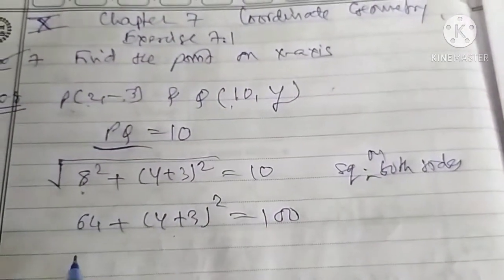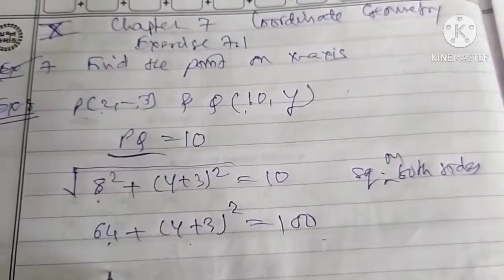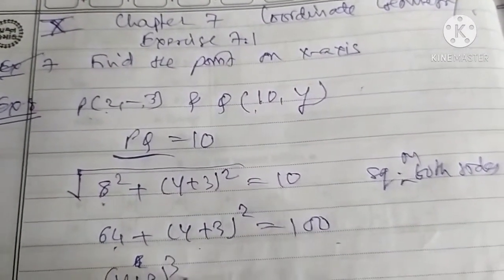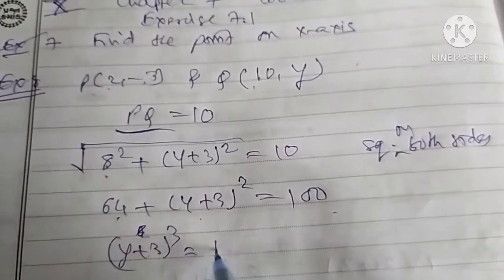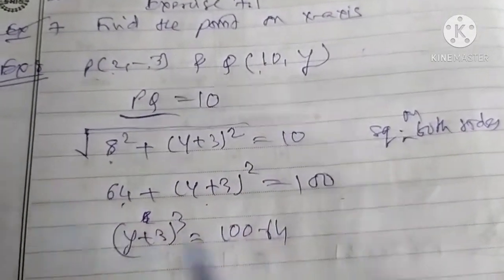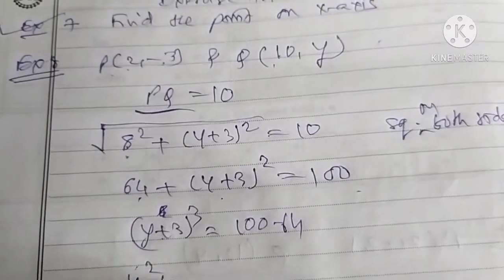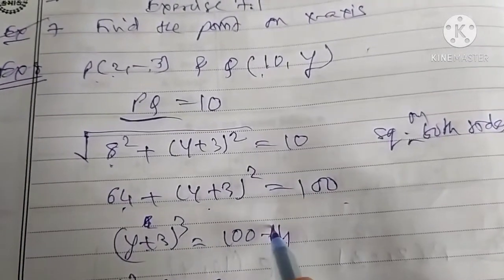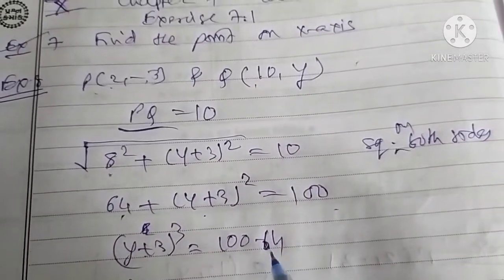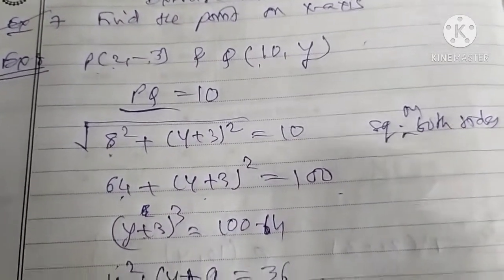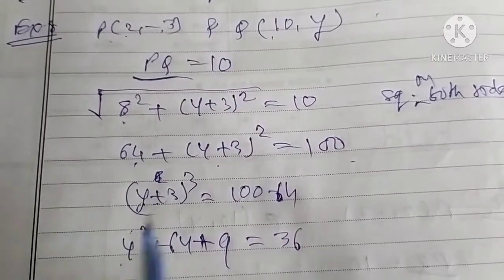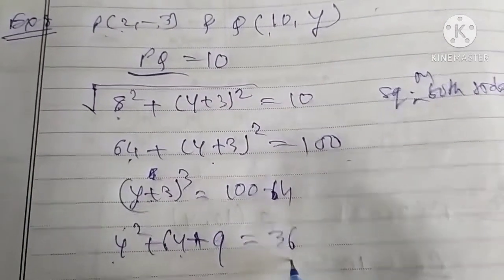Now open this bracket. 64 goes this side. Equal to 100 minus 64. Open this bracket now. y square plus 6y plus 9 equal to, yes, you got it, 36. Clear? Now see, open this bracket. y square plus 6y plus 9 equal to 36.